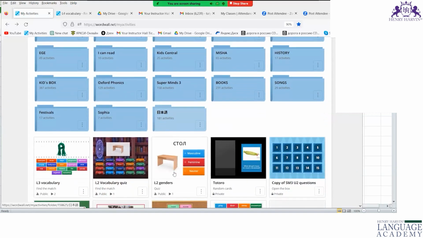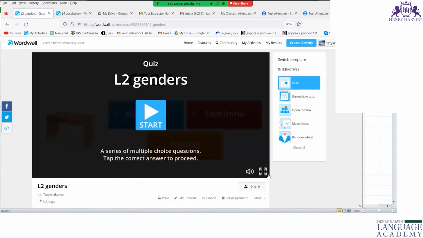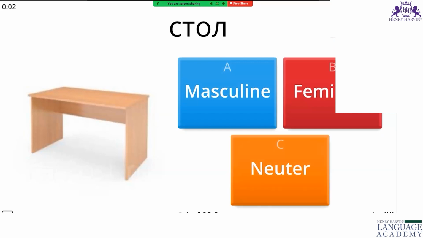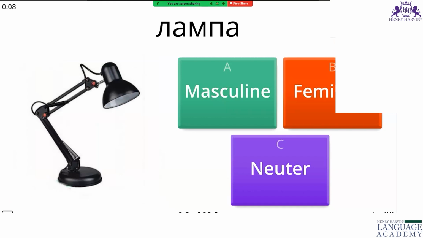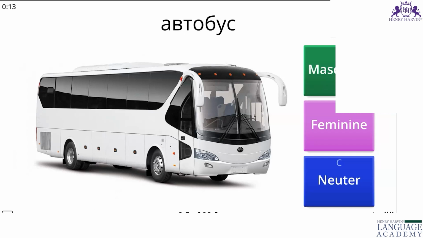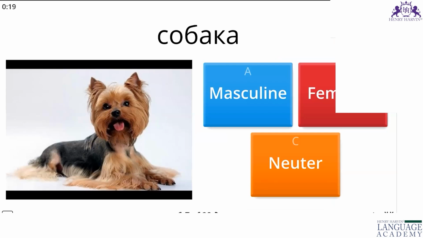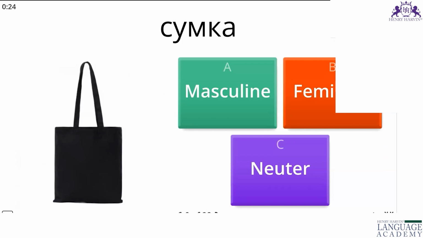Хорошо. Так, и у нас еще from the first lesson we have the genders. Так, теперь я буду говорить, сразу называйте мой, моя, мое. Хорошо? Правда, мой читаем, говорим, стол, мой стол. Мое окно, моя лампа, мой кот, мой автобус, моя рыба, моя собака, мой банк. Now change, okay? Now change мой to ваш.